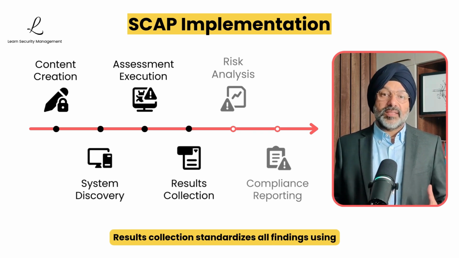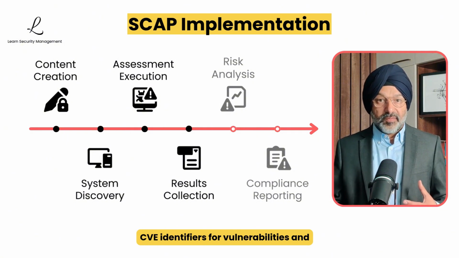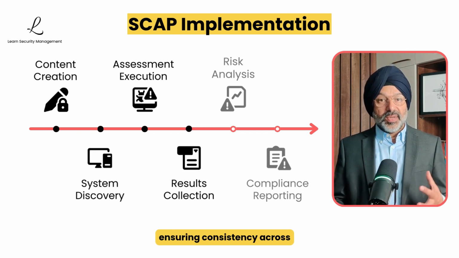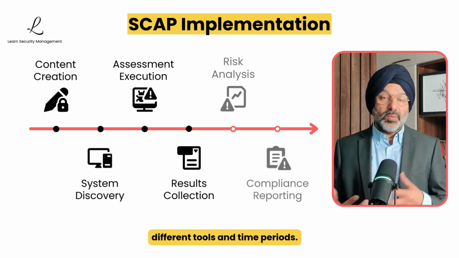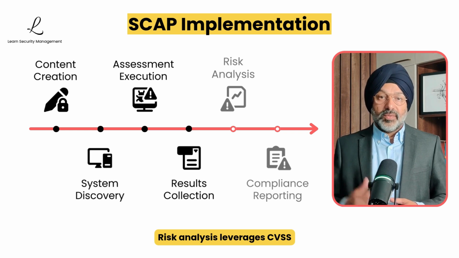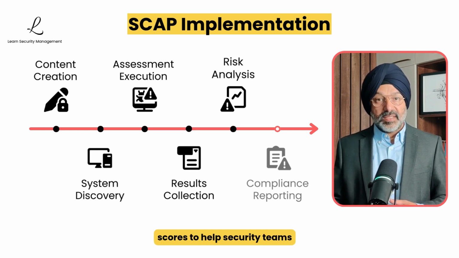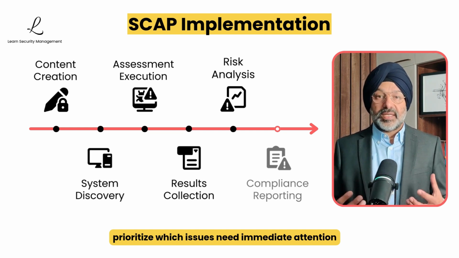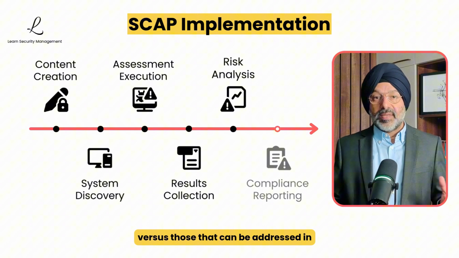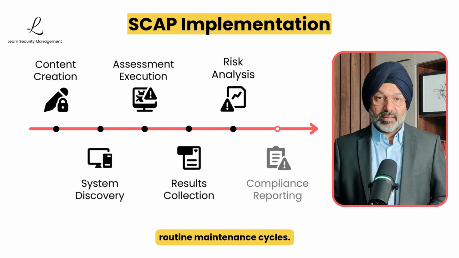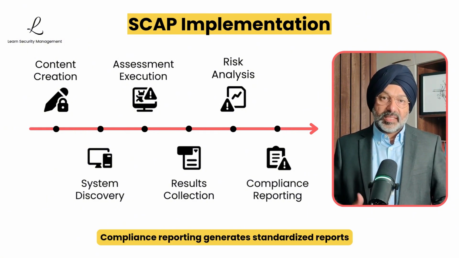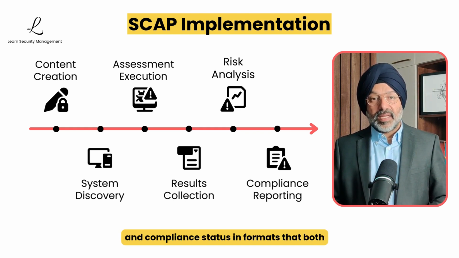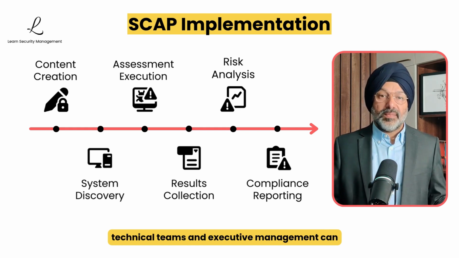Results collection standardizes all findings using CVE identifiers for vulnerabilities and CCE identifiers for configuration issues, ensuring consistency across different tools and time periods. Risk analysis leverages CVSS scores to help security teams prioritize which issues need immediate attention versus those that can be addressed in routine maintenance cycles. Compliance reporting generates standardized reports that clearly show security posture and compliance status in formats that both technical teams and executive management can understand.